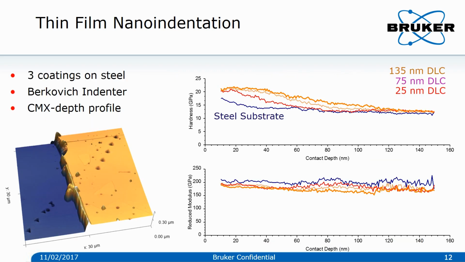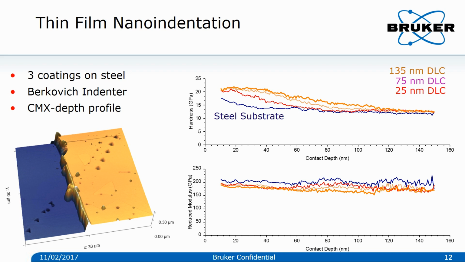nanoDMA 3 experiments for CMX depth profiles have been performed on 3 coatings on a steel substrate utilizing a Berkovich indenter. The steel substrate profile is plotted in blue. It shows almost no trend with the penetration depth. Only very close to the surface a slightly higher hardness is observed.